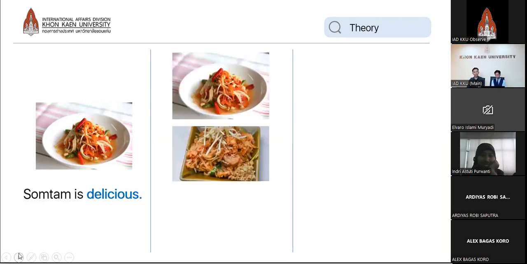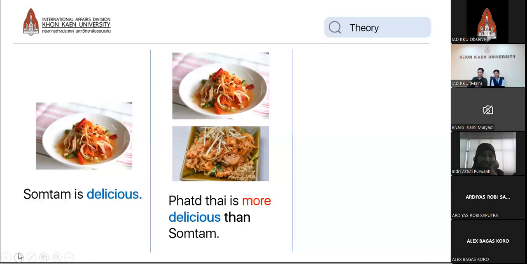But adjectives can also be used to compare two things, for example, between somtam and pad thai. Which one do you think is more delicious? For me, pad thai. I like pad thai. Okay, so in my opinion, pad thai is more delicious than somtam.